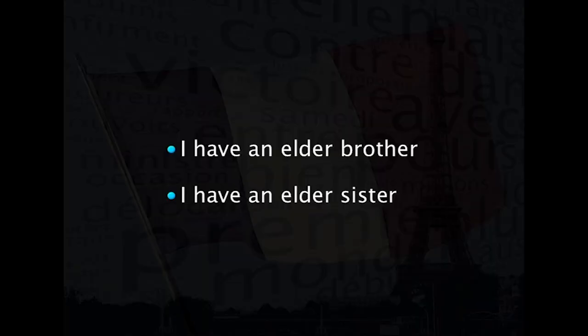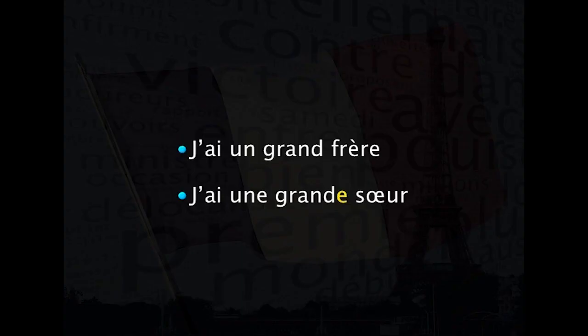Let me illustrate this concept with the adjective grand. Let's examine the following sentences. I have an elder brother and I have an elder sister. We note that in English, the adjective elder remains unchanged in both sentences. Now let me show you their French equivalences. The translation of the first sentence is J'ai un grand frère, and the second sentence translates as J'ai une grande sœur. As you can see, in the second sentence, an E is added at the end of the adjective.